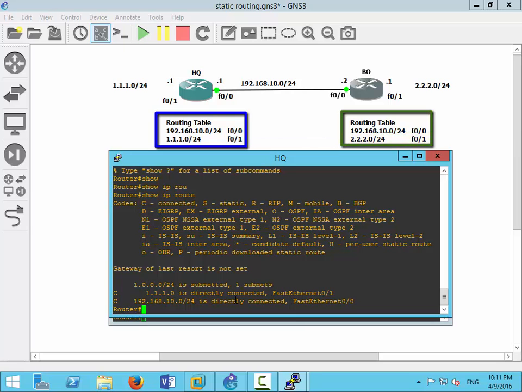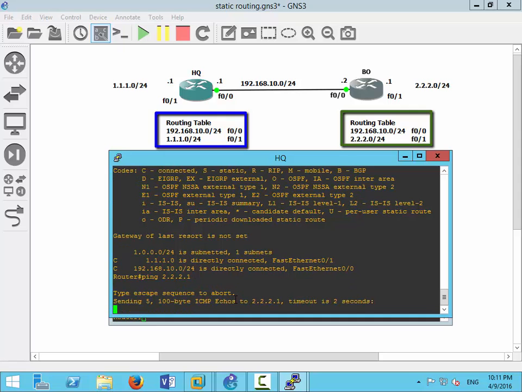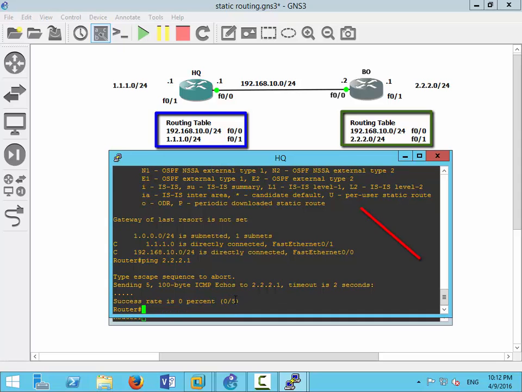What will happen when we try to reach it? Let's check. Ping 2.2.2.1. The ping failed. This router checked its routing table and discovered that it doesn't know how to reach network 2.2.2.0, so it dropped the traffic.